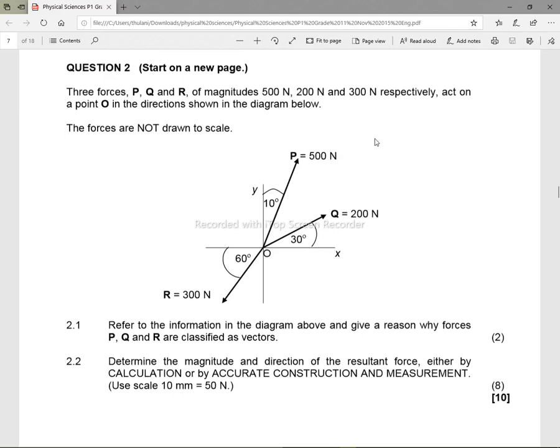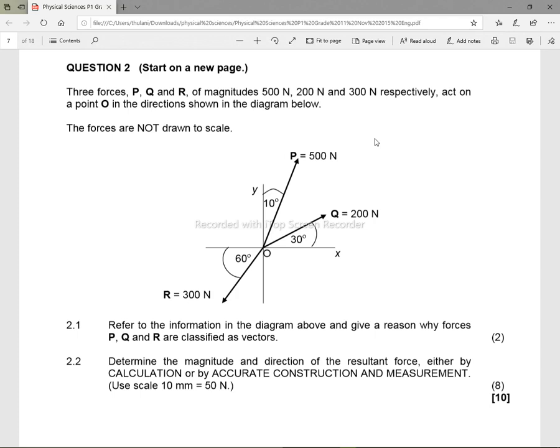So on question 2, I was given a sketch, or a diagram. They say three forces P, Q, R of magnitude 500 newtons, 200 newtons, and 300 newtons respectively act on a point O in the directions shown in the diagram below. And they say they are not drawn according to scale. So there are two methods to determine the resultant. Either you use calculations, or you do the construction and use the scale that you are given, 10 millimeters is equal to 50 newtons.